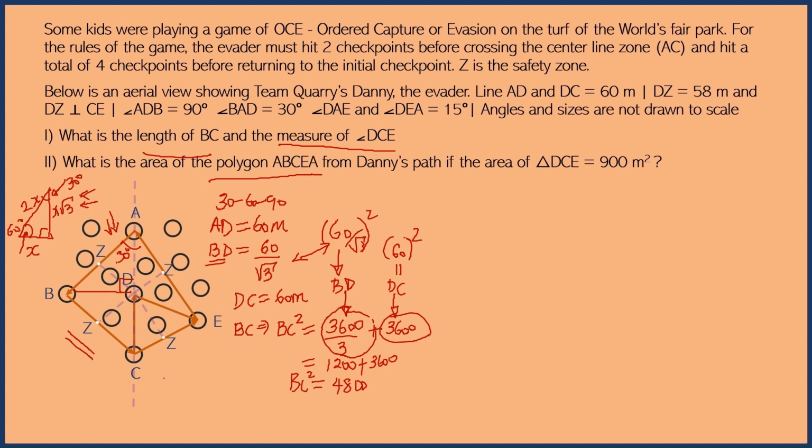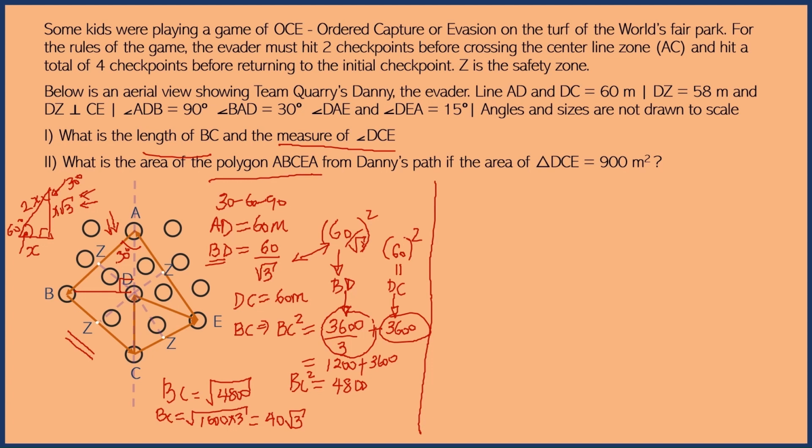So now BC is equal to the square root of 4,800. This is the same as BC equal to the square root of 1,600 times 3, which is going to be equal to 40 root 3. Okay, so now we have found the length of BC. Now let us try and find the angle DCE. Okay, let me draw a line here because I don't want things to start getting messy. So we found BC, so now let's find DCE.